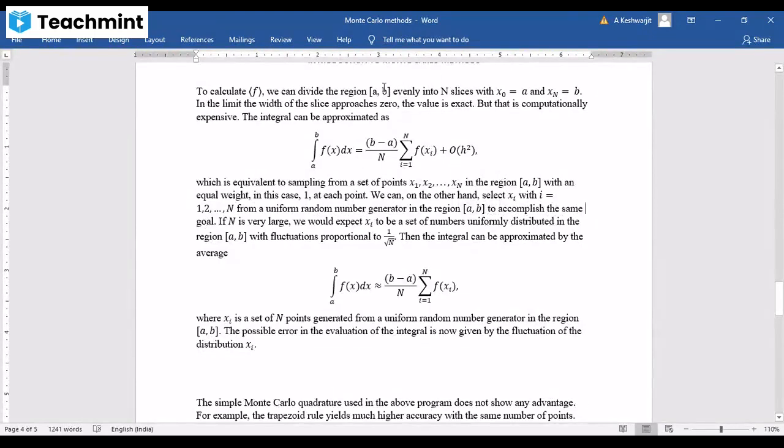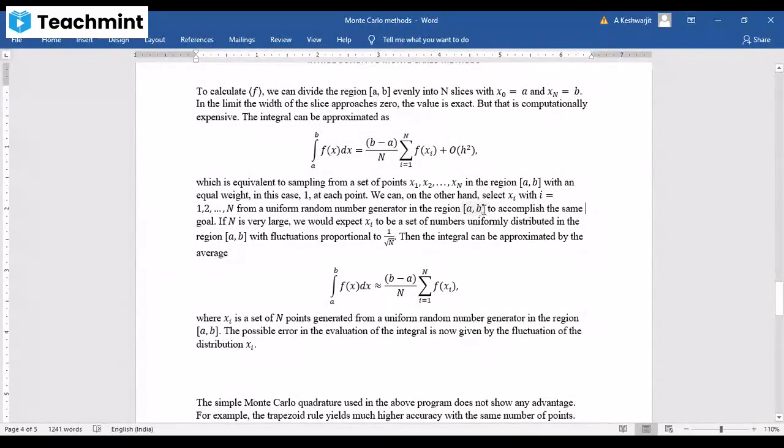Now the region a to b is evenly divided into n slices. Alternatively, we can select n number of random points. We can select xi from a uniform random number generator in the region a to b.